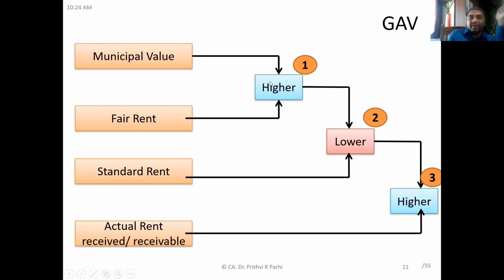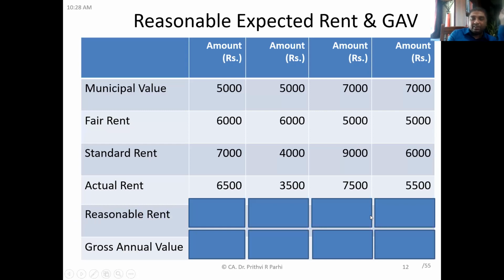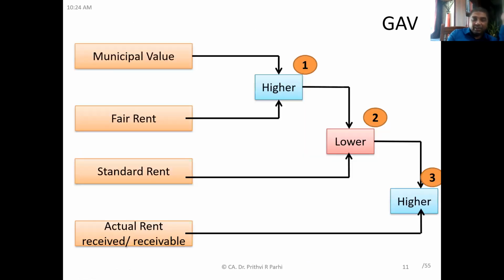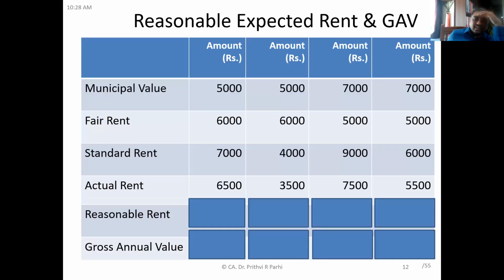Municipal value, fair rent, whichever is higher, then that is to be compared with standard rent, whichever is lower. Then this expected rent will be compared with actual rent, whichever is higher. That is gross annual value. Having understood this, let us discuss this example. All of you are requested to answer me.